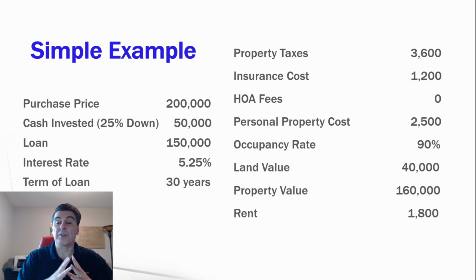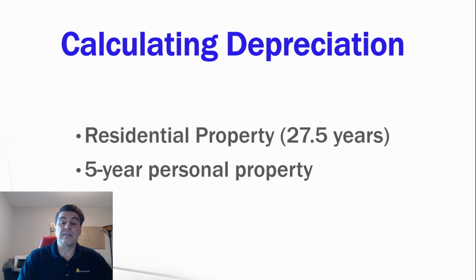Personal property costs, we're going to say that the appliances are valued at $2,500. We have an occupancy rate of 90% with a 10% vacancy rate. And then the land is $40,000, and the property value that we're going to use to depreciate is $160,000, with rent of $1,800.